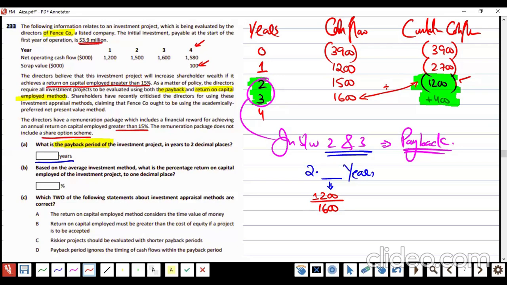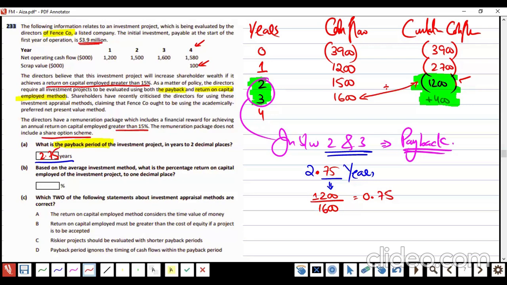The answer is 0.75. After the decimal point I wrote 75. So with this answer I got 2 marks. MashaAllah. So the payback period of this company is 2.75 years. Any question?